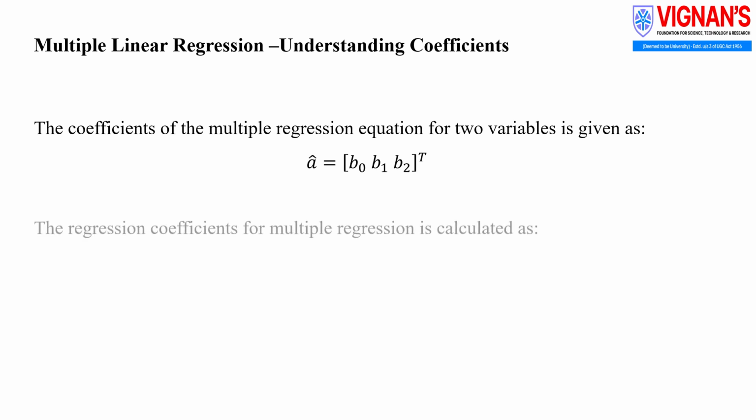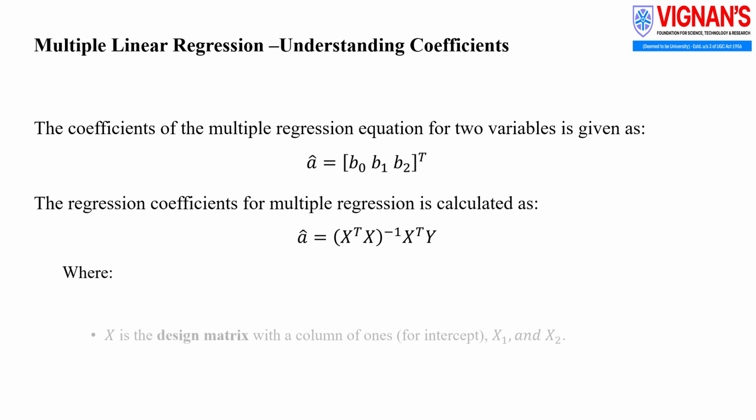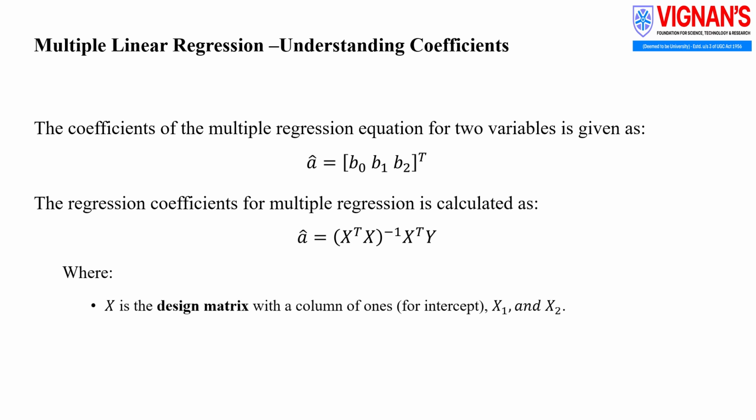The regression coefficients are calculated using the matrix equation. A cap equals X transpose X whole inverse multiplied by X transpose Y. In this expression, X is the design matrix, which contains a column of ones for the intercept, along with the input variables X1 and X2. Y is the column vector of dependent variable values.